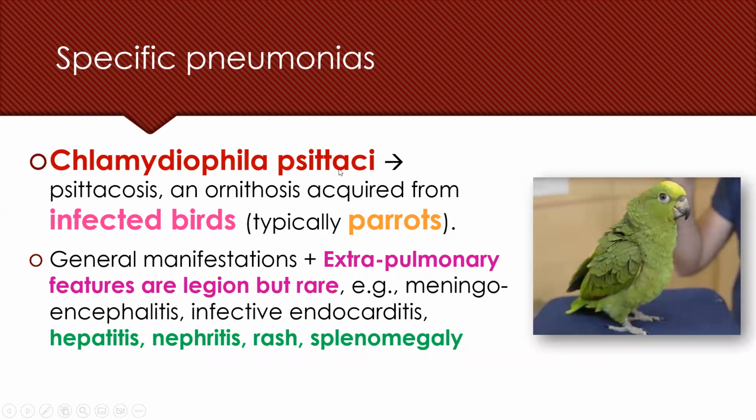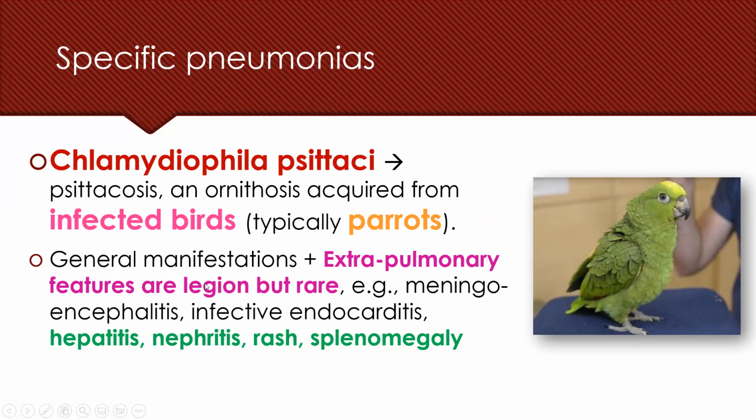Chlamydophila psittaci is another form again of specific pneumonia, and we call it psittacosis, and it's acquired from infected birds, typically from parrots. A lot of questions about this one. There are general manifestations of pneumonia. I mean, we have fever and we have chest symptoms and signs, and with that we have extrapulmonary features.